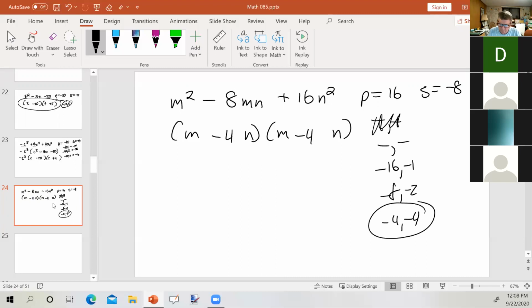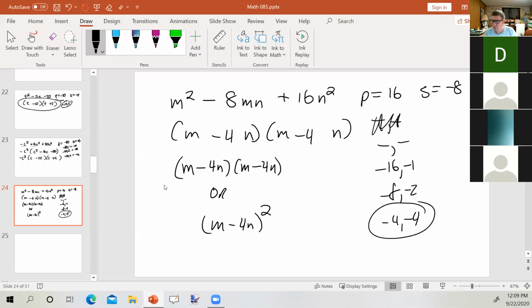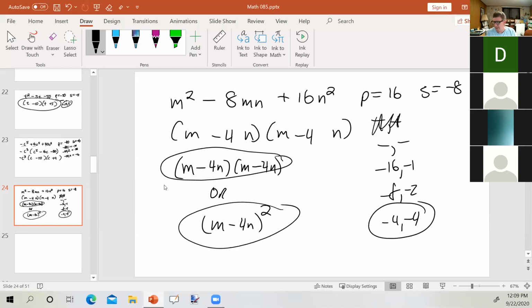Now, because these 2 factors are identical, I'm going to recopy that. I could write them like this, or I could write it like that, because I have 2 identical factors. So I can use this notation or that notation. Now, which notation is best? In this context, it doesn't matter. Later on, there might be a situation where we prefer the top one. There might be a situation where we would prefer the bottom one, just depending on what we're going to be doing.